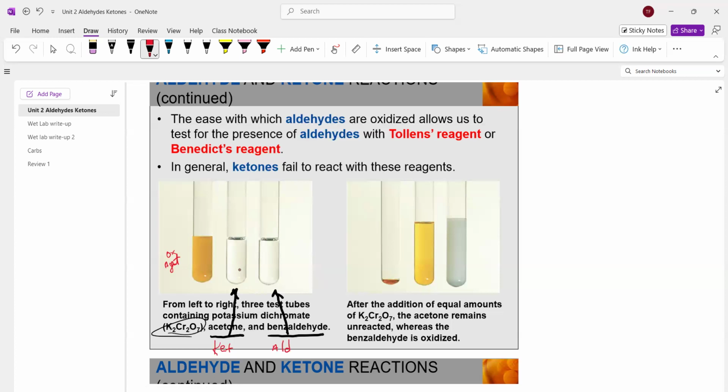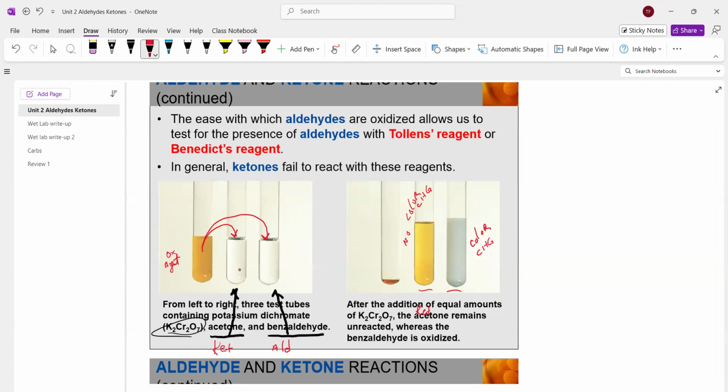So when this goes in there, it produces these guys. So the fact there was no color change here means that there was nothing that could be oxidized. So that means that has to be the ketone. Here, there was a color change. Hence, something was oxidized. That's why that's the aldehyde.